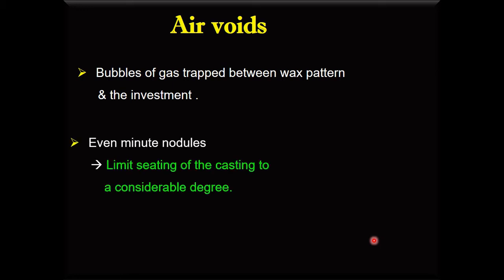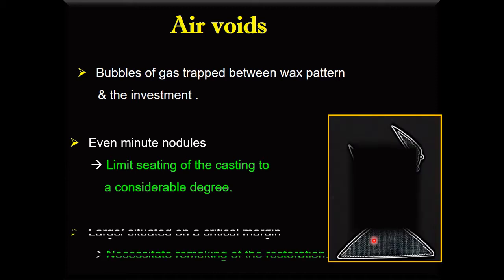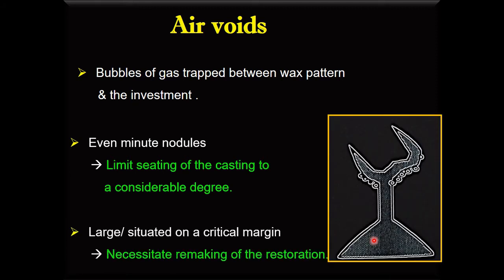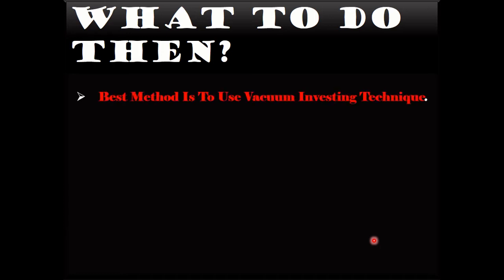Even minute nodules can limit the seating of a casting to a considerable degree, and the large ones, especially those situated on the critical margins, necessitate remaking of the restoration. So in that case, what to do? The best method is to use a vacuum investing technique.